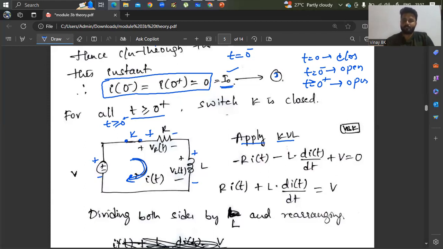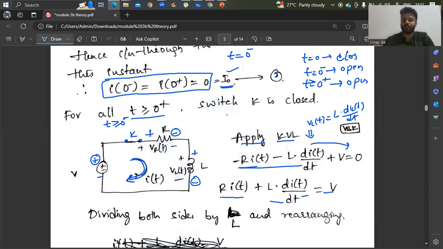So you are applying the KVL, so that V equals to, or else minus R into I of T minus L into di of T, that is nothing but voltage across the inductor. This is nothing but VL of T, that is L into dIL of T divided by dt, that is L into di by dt, plus V equals to 0. So you are rewriting here again, sending this to the right side. So it becomes R into I of T plus L into di by dt equals to V.